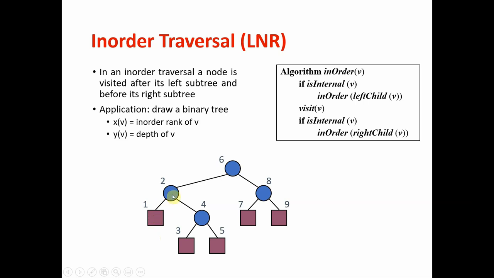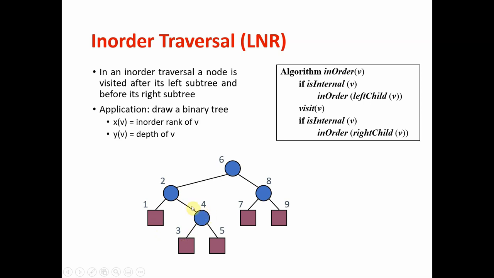Okay, so now for this node, I displayed all the nodes in its left subtree. Now the left subtree is done. Now I can visit the node itself. So this is one, then this goes two. Now I should go to the right subtree of this node. So I go to the right. Can I display this node now? I can't. Why? Because first I have to display all the nodes in its left subtree.